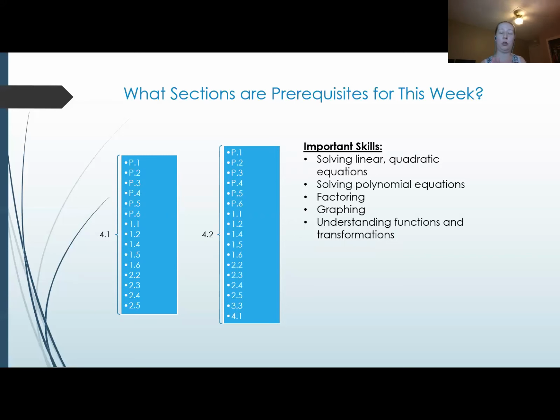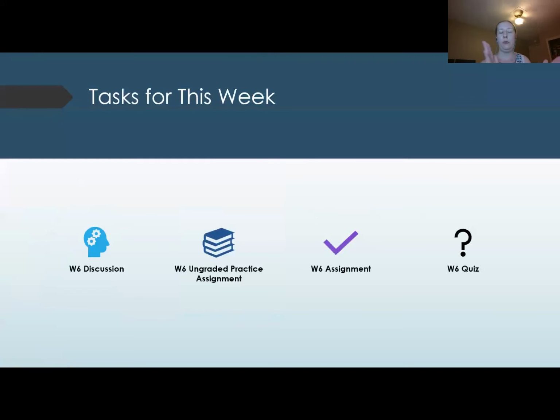I'm going to be doing a live session tomorrow night at 6 p.m., I believe is what I have it set. I'm going to be going through both sections 4.1 and 4.2 and doing everything you need to do for the assignment. So I'll be going through everything tomorrow. That should be enough. That should be everything you need to know. And then you can do the discussion and you should be good to go. So we've got the week 6 discussion, the ungraded practice assignment, the assignment, and then the quiz.